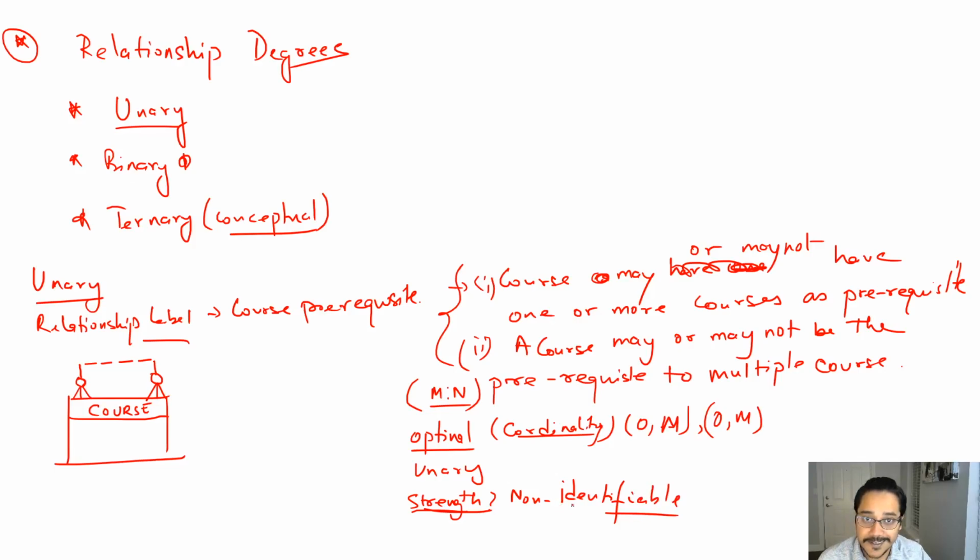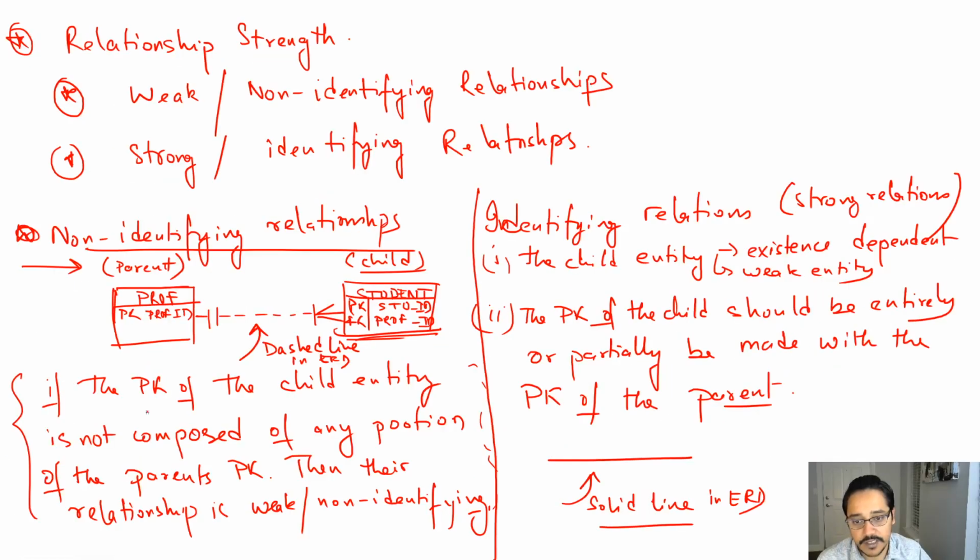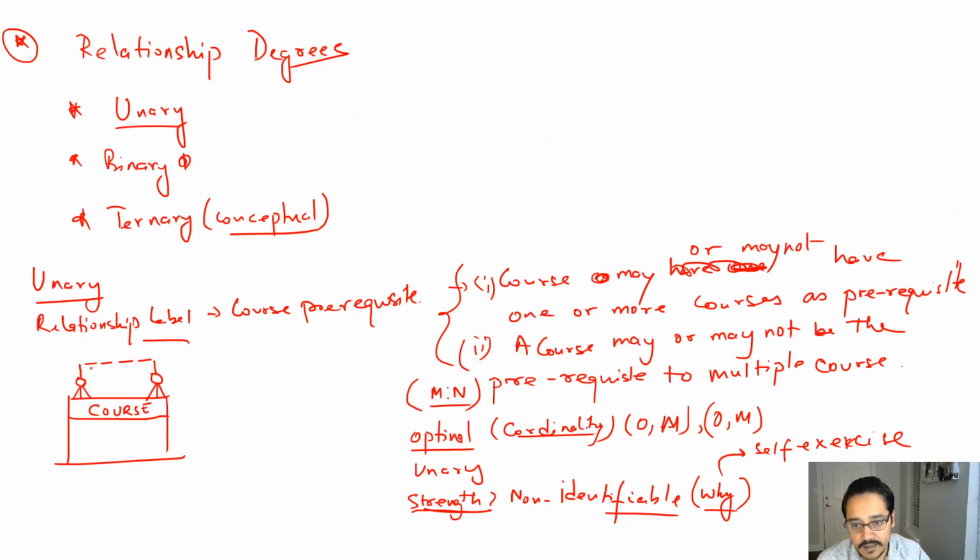Why is something I leave to you as a self-study or a self-exercise. It's pretty straightforward. Try to look at this concept definition here, what is a non-identifying versus what is an identifying, and then try to extend that understanding to this particular instance. Okay, it's pretty straightforward. If you cannot, then talk to me and then we can discuss it again.